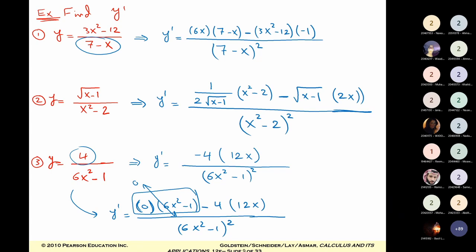شوف يا الناس، دي مسألة كده بتكون خلصت صح؟ ما فيش تبسيط؟ لا في تبسيط، ممكن نبسط هنا. minus 4 multiply 12 equal minus 48x over 6x square minus 1 all square. هذا التبسيط لها.